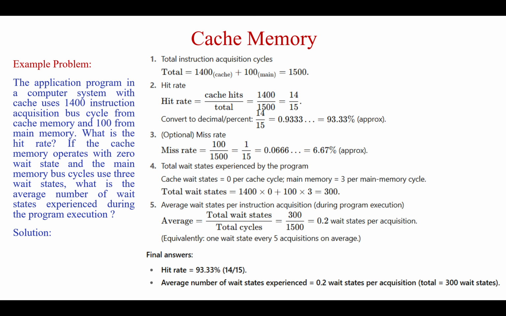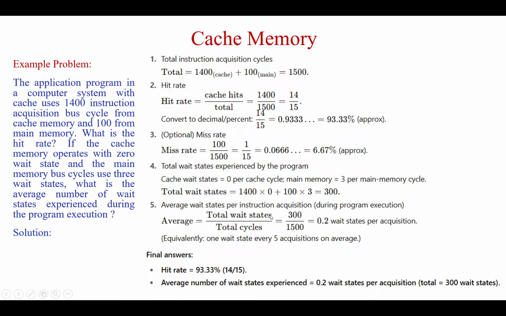So total wait state is equal to 1400 into 0 plus 100 into 3, so that is equal to 300 wait states. So the average wait state per instruction acquisition during the program execution is the total wait states out of the total cycles. The total cycle is 1500, in which 300 are wait states. So 0.2 wait states per acquisition. This is the answer we need to give for this problem.